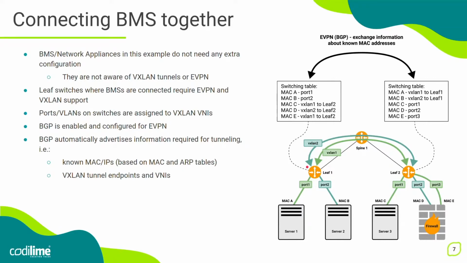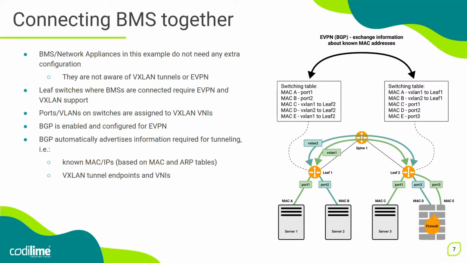What we need to do in the configuration of Leaf devices is to associate the interfaces with specific VXLANs, with specific virtual network identifiers. So port 1 is assigned to VXLAN 1 and port 2 is assigned to VXLAN 2. And the same on the other device. When we have this configuration, we can see how this MAC address learning and connectivity works.